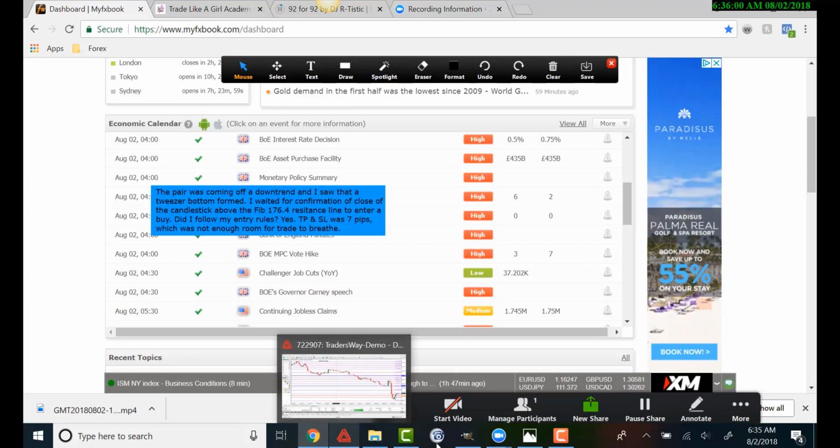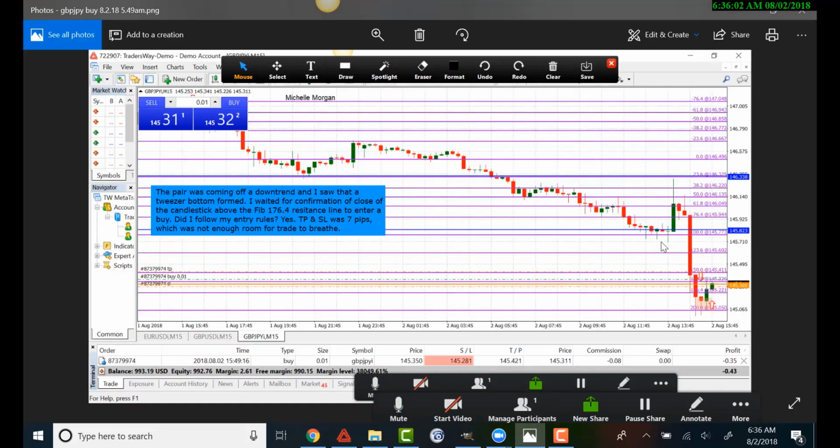His speech came out at 4:30, and at 4:45 there was huge volume, downward momentum, downtrend. So I noticed here at the bottom, a tweezer bottom had formed with the bullish sentiment happening, breaking the 176.4 resistance line. But before I was going to enter the trade, I wanted to get confirmation of this particular candlestick to confirm that in fact it was a reversal in motion.